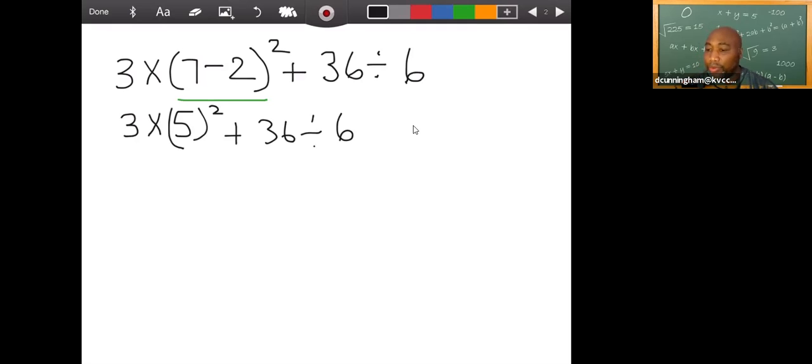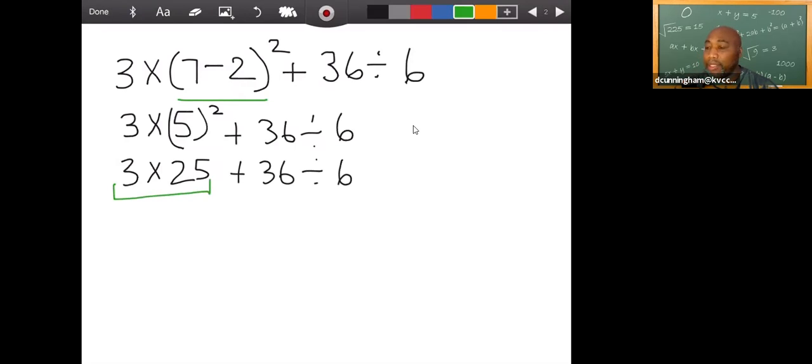And so in this case, I'll do 3 times 5 square is 25, 5 times 5, plus 36 divided by 6. Next step, once we do all the exponents, we want to do multiplication and division from left to right, and we want to do those out the way. So in this case, we have this, the 3 times 25 is 75 if I'm not mistaken, plus we're also going to do this one, because there's a division there. 36 divided by 6 is 6 if I'm not mistaken.